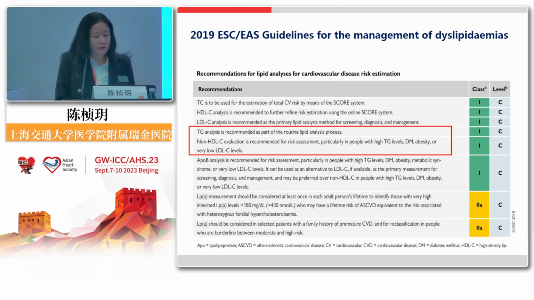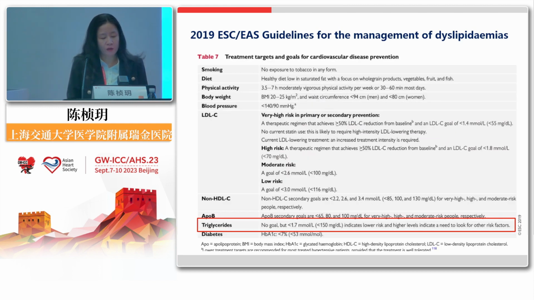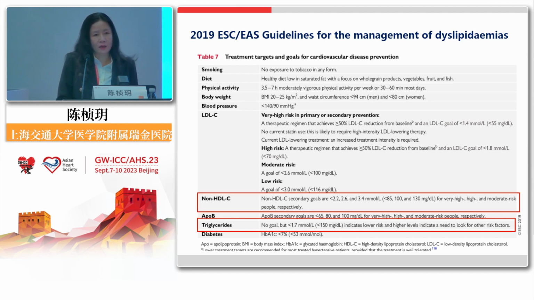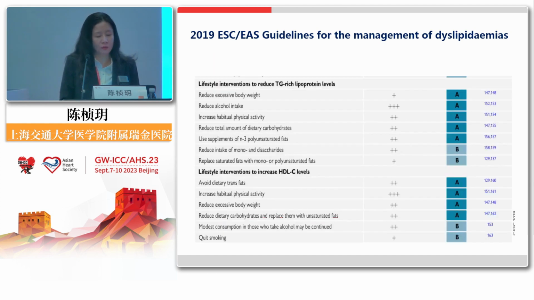Then how should TG be managed according to guideline and statement recommendations? First of all, look at the European guidelines. TG and non-HDL-C are both risk factors for risk estimation. If TG is under 1.7, that's quite safe for CV risk, but above 1.7 indicates a need to look for other risk factors. Non-HDL-C is a secondary treatment goal, especially in populations with metabolic syndrome, diabetes, high TG, and extremely low LDL-C.